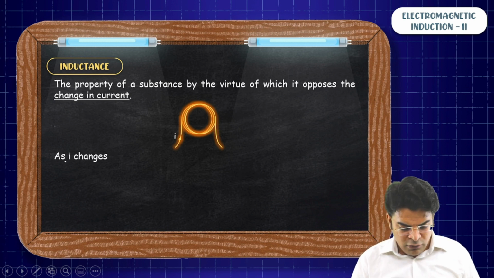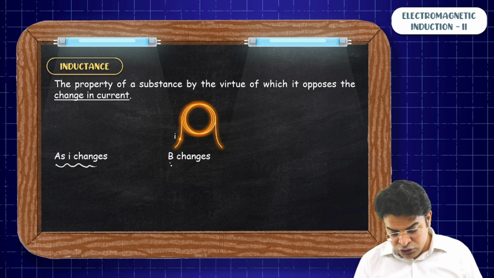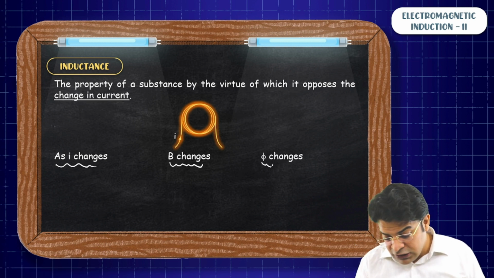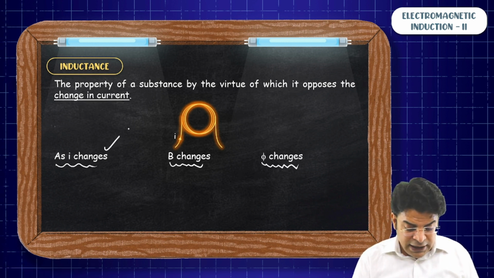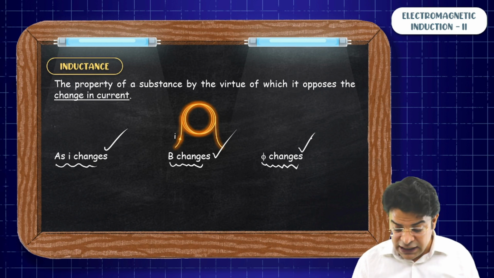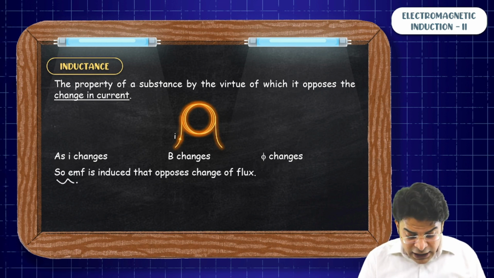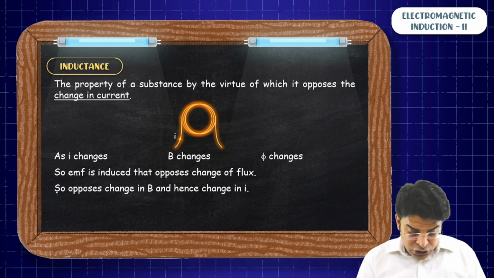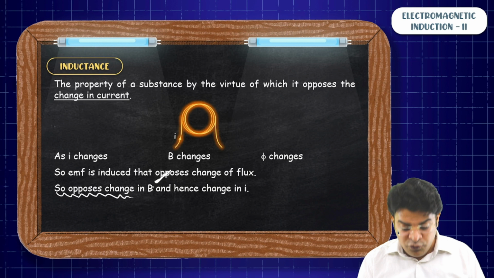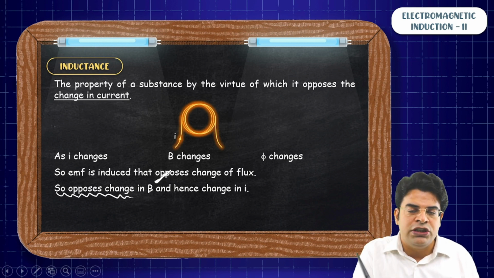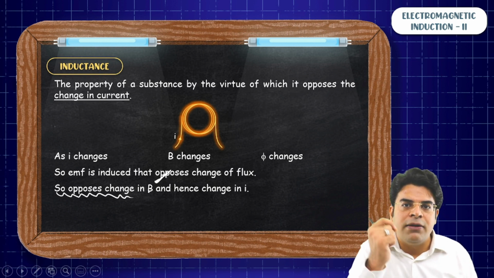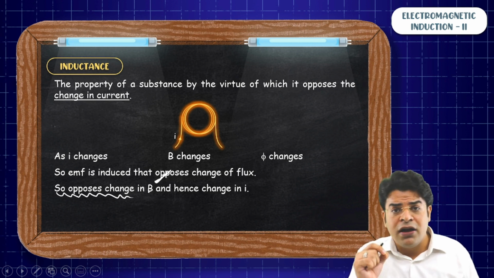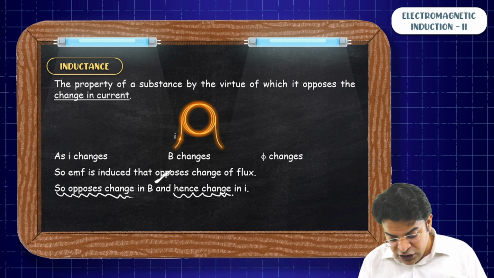Okay, so once more, as the current changes, so does the magnetic field linked with the loop. As the magnetic field changes, so does the flux linked with the loop. So an EMF is induced which tries to oppose the change in flux. So it opposes the change in magnetic field, because to oppose the change in flux, you have to make sure that the magnetic field strength does not change. And for the magnetic field strength to remain the same, the current shouldn't change, and hence it opposes the change in current.